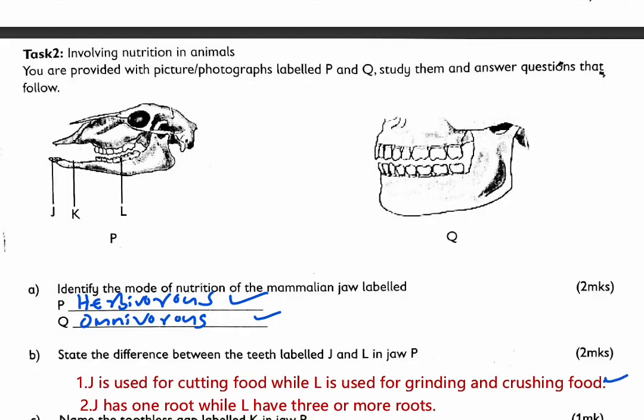What about their structure? We're going to say that J has 1 root. Yes, that is true. Incisors have one root, while L has 3 or more roots. So that is another difference, and I'm going to score those 2 marks.